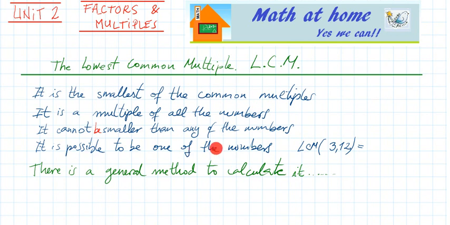For example, what is the lowest common multiple of 3 and 12? This is the case when the lowest common multiple is one of the numbers, because among the common multiples of 3 and 12, 12 is the lowest. Can you see? So it's 12, which is one of the numbers. And what is the reason? The reason is that 12 is divisible by 3, or 12 is a multiple of 3. When this happens, the lowest common multiple is one of the numbers.